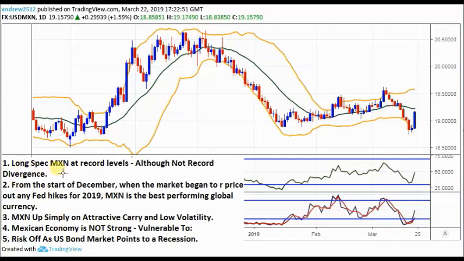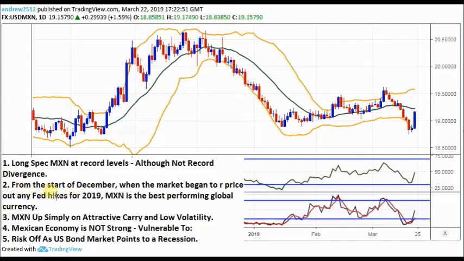The long spec Mexican peso position, which we just saw, is at record levels on the COT. Now, we'll point out it's not a record divergence between specs and commercials, but the fact the specs have got more longs than at any time on the COT is basically pointing to a big move up in the USD. Now, in terms of the Mexican peso, it's extremely overbought generally, which points to more upside in the USD.